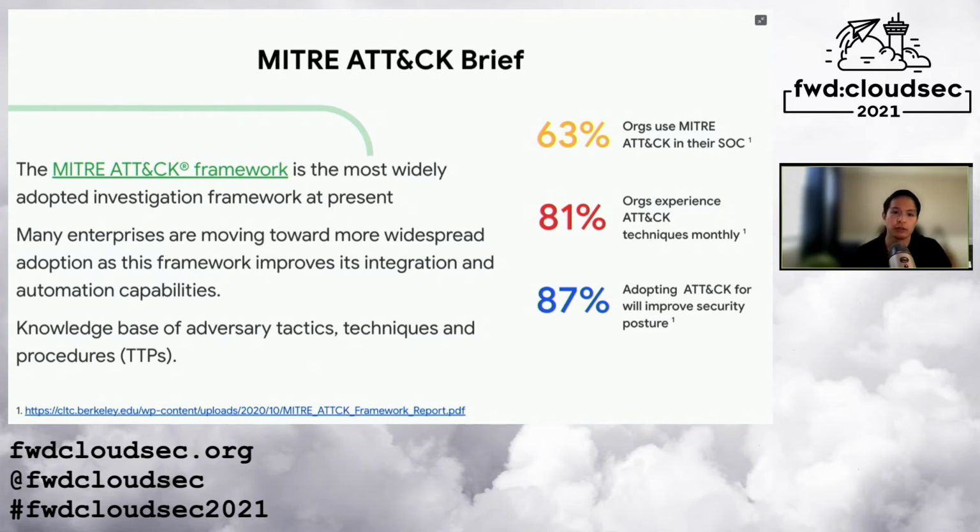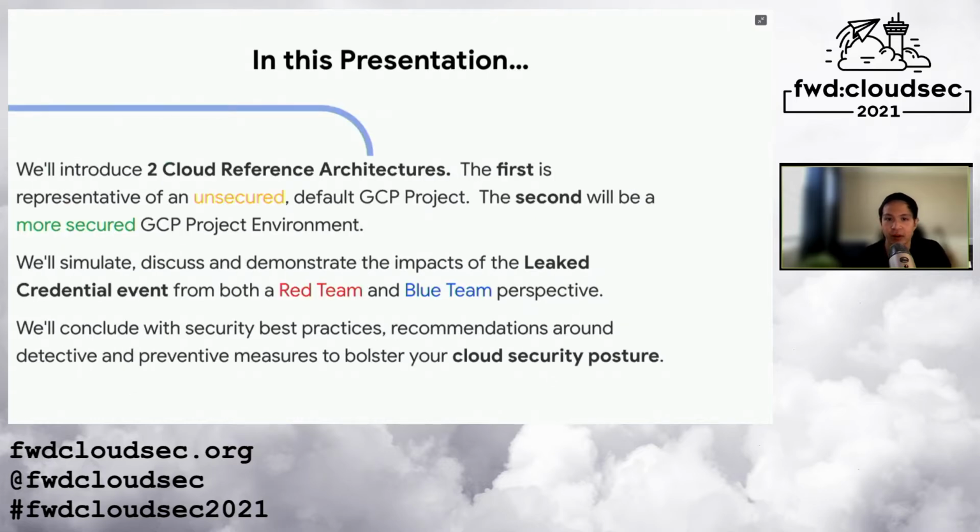In this presentation, we'll cover various TTPs from the enterprise cloud matrix, focused mainly on GCP. We'll introduce two cloud reference architectures. The first reference architecture is representative of an unsecured GCP project. The second will be of a more secured GCP project. We'll simulate, discuss, and demonstrate the impacts of a leaked credentials event in GCP and look at it from both the red team as well as the blue team perspective.